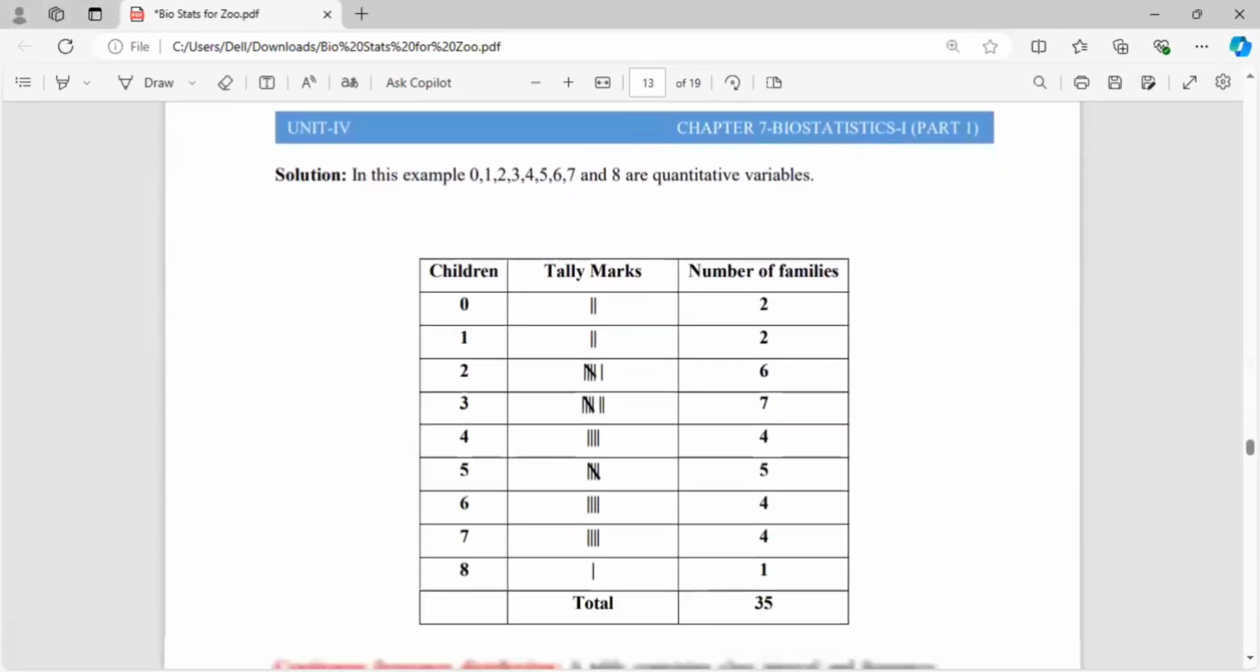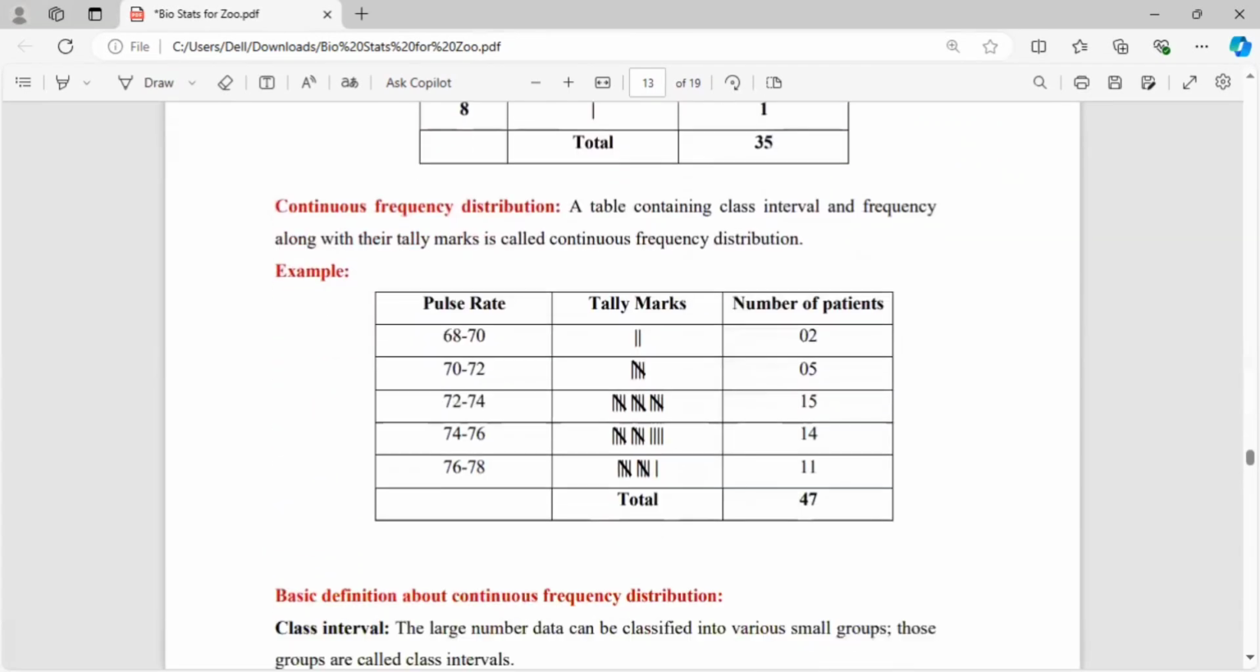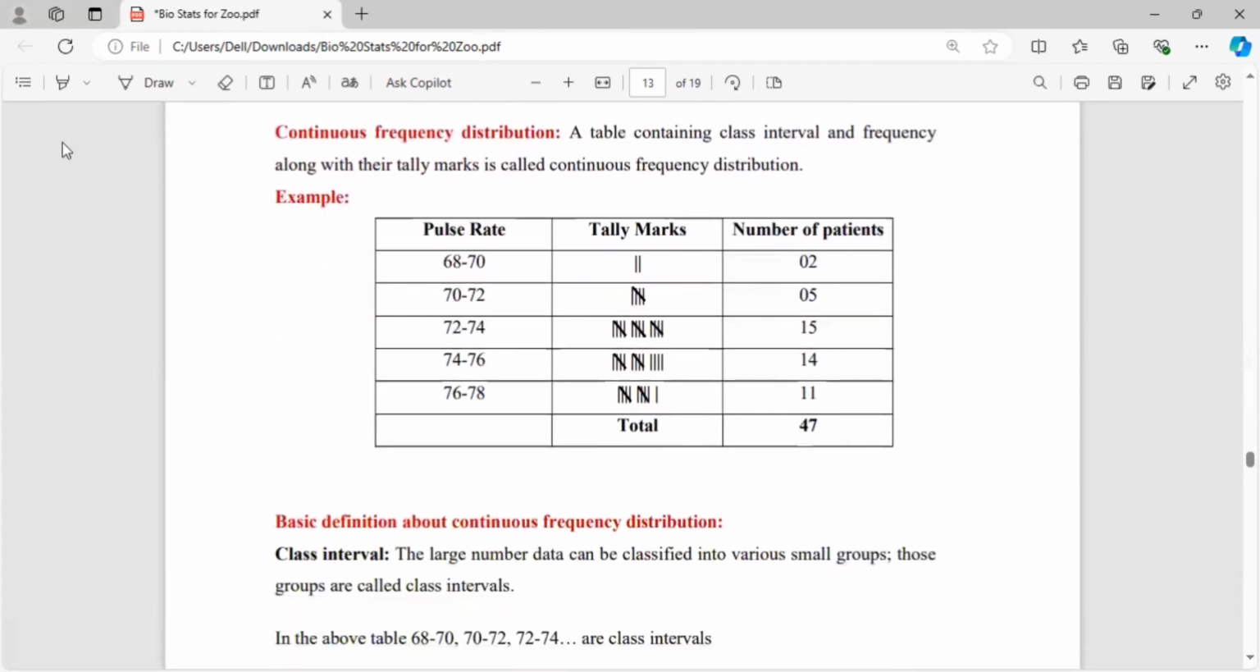This is the example we solved. Then in this class, I will start with continuous frequency distribution. Up to here, I revised whatever concepts we discussed in our regular classes, I mean in offline classes.